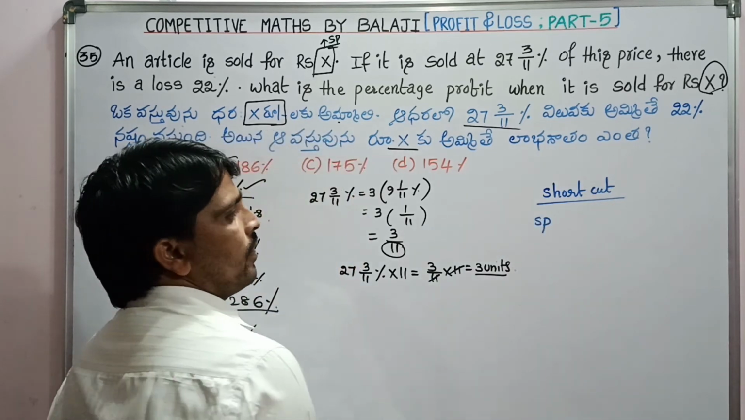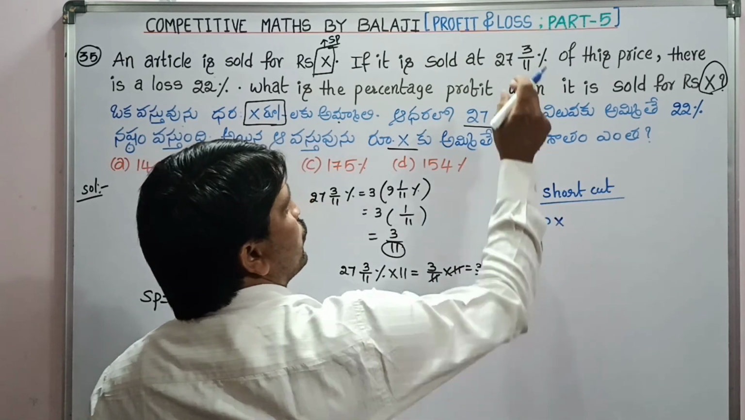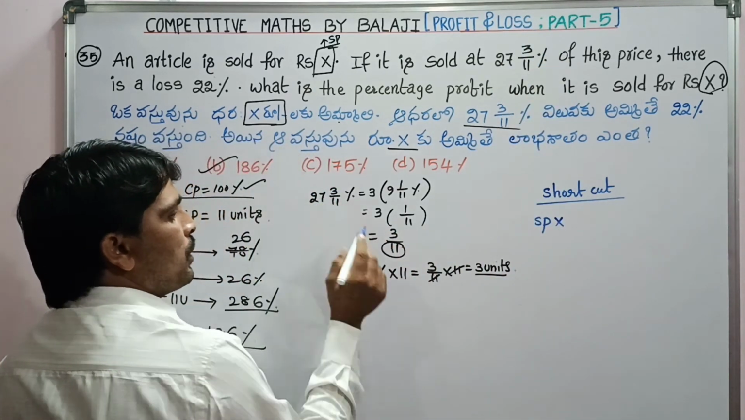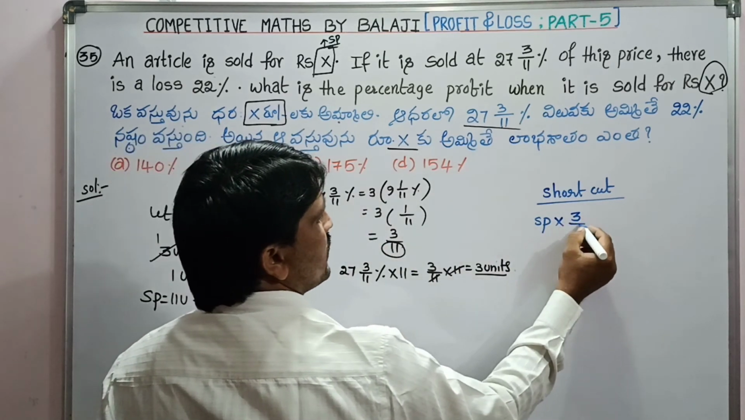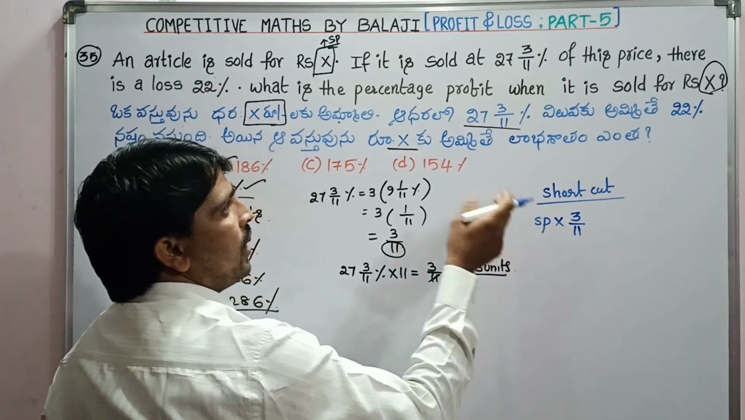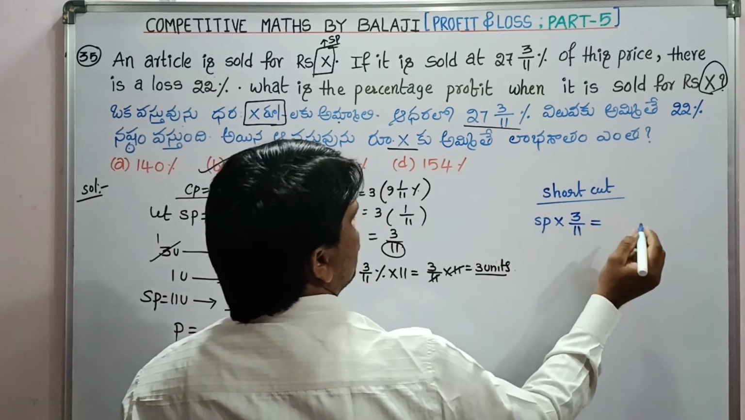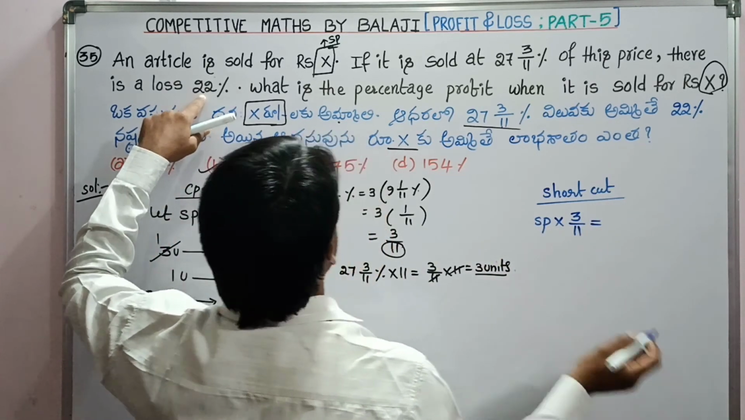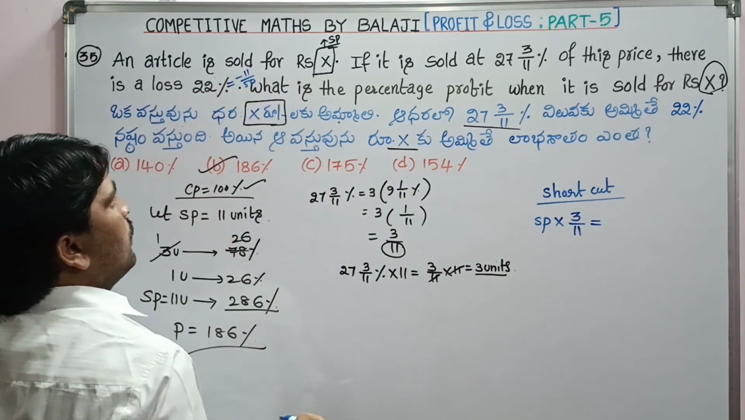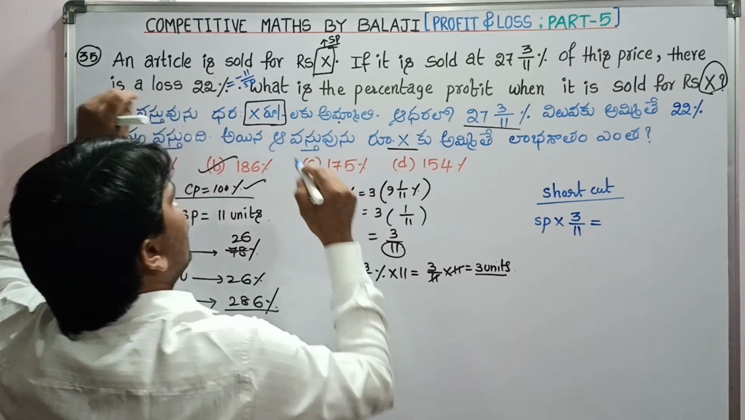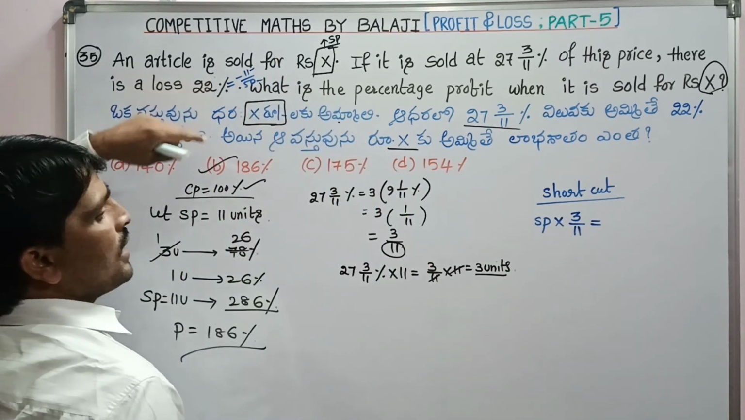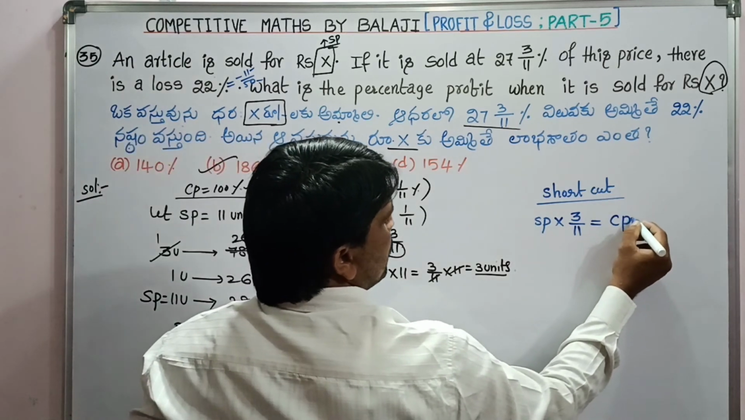So X is SP. When we sold 27 whole 3/11% of SP, the fraction value of 27 whole 3/11% is 3/11. That is, when we sold 3/11 times of SP of an article, there will be a loss of 22%. 22% fraction value is minus 11/50. So if CP is 50, then the loss is 11 units. So selling price is 39 units.